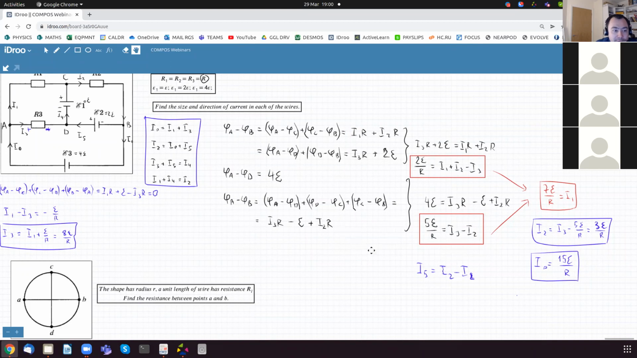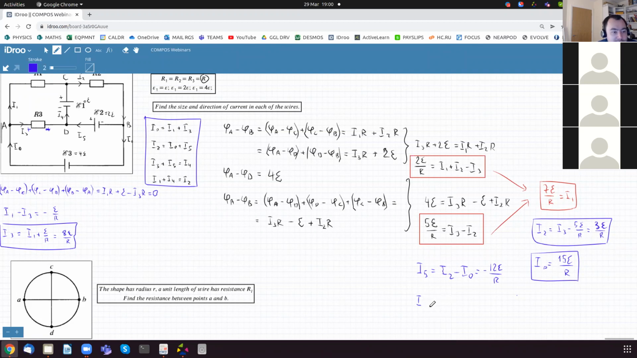So I5 is I2 minus I0. So that's going to be I2 is 3 minus I0, so it's minus 12 EMF over R. So interestingly, we did not guess the direction of I5 correctly, unless they've made a mistake somewhere. We'll see if it makes sense.